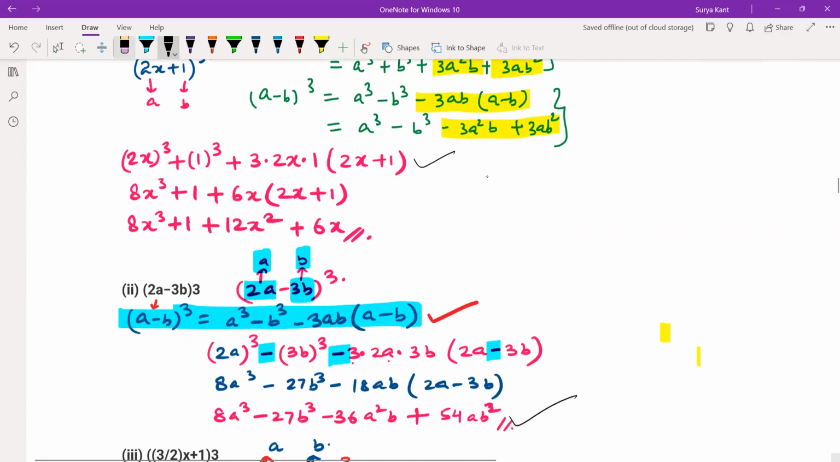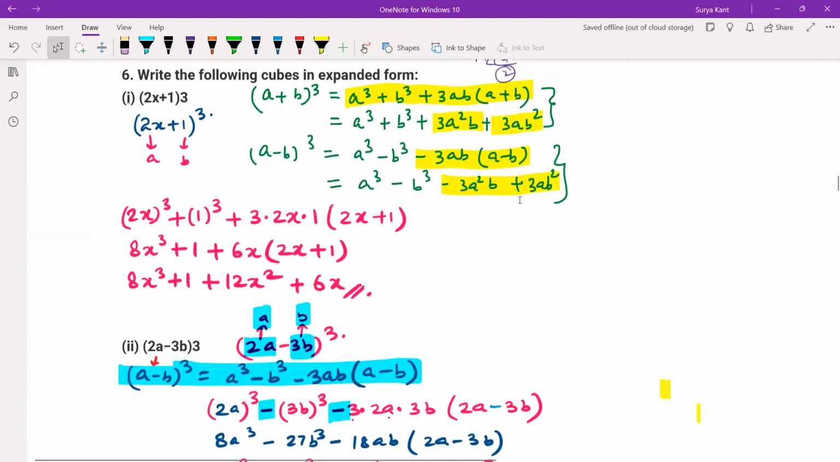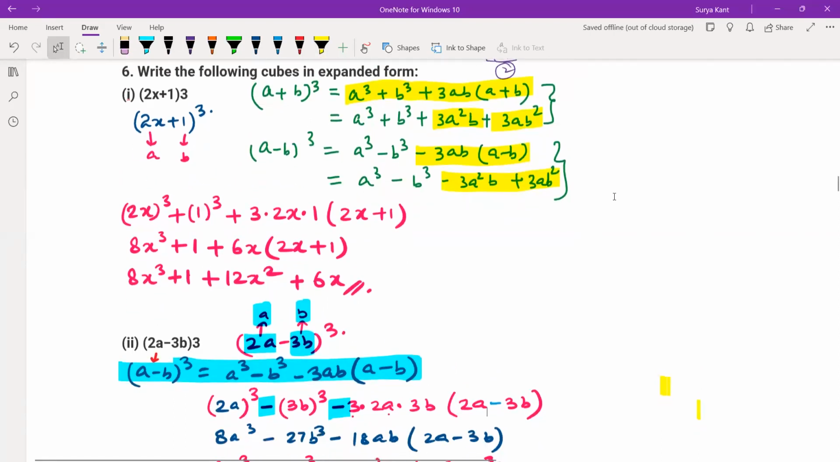No, sir. So I'll give my own question. You should answer me, all of you. Okay. You write the formula. If you want somewhere, you can write a plus b whole cube and a minus b whole cube. All of you write the formulas somewhere. These two formulas, you have to solve and tell me.